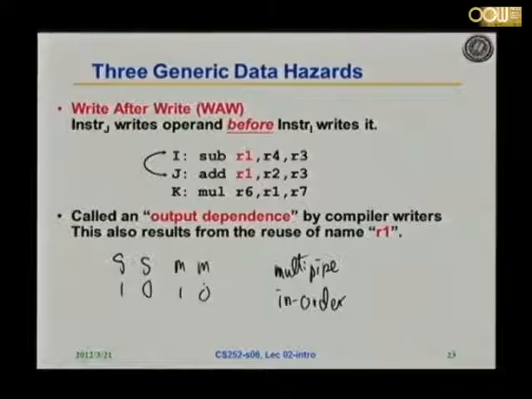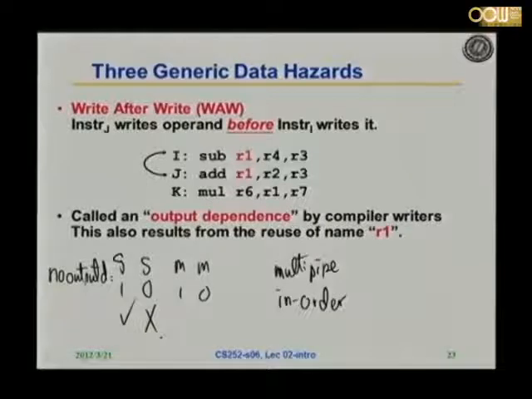Make your selections. Multiple pipeline in order. No output dependence cases. Single pipeline in order. Single pipeline out of order? Of course, no. Multiple pipeline in order?